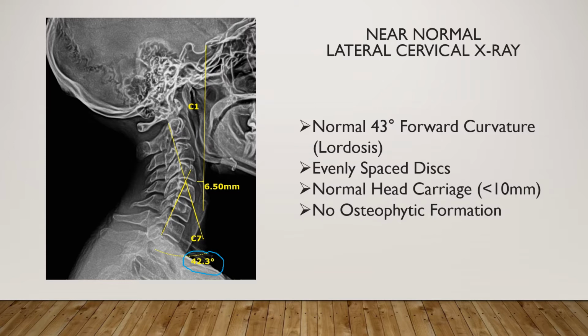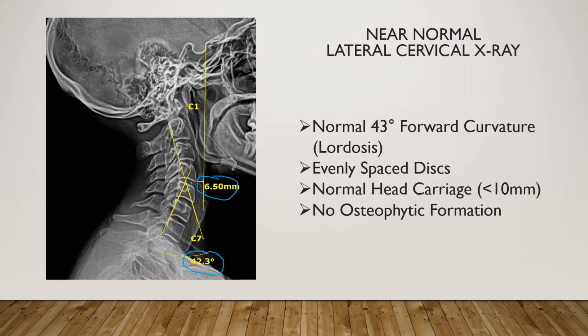Also, the head should be located over top of the shoulders. We don't want the head moving forward, which is called a forward head carriage. We use a line from a mark in the skull and drop that line straight down. That line should intersect less than 10 millimeters in front of the C4 vertebrae. We can see in this picture it is 6.5 millimeters. That is a very good head carriage.